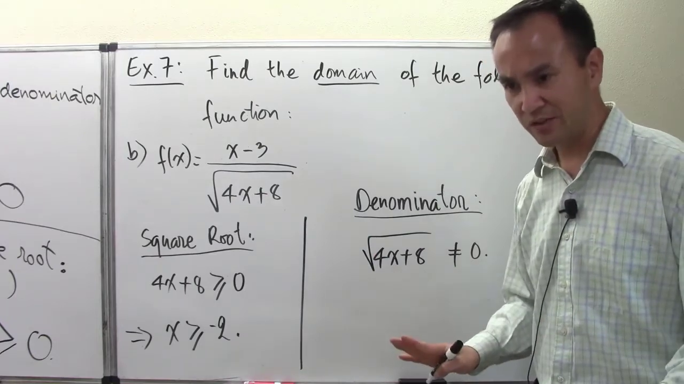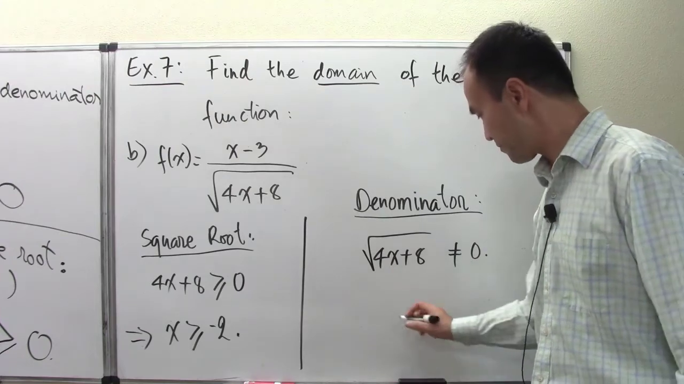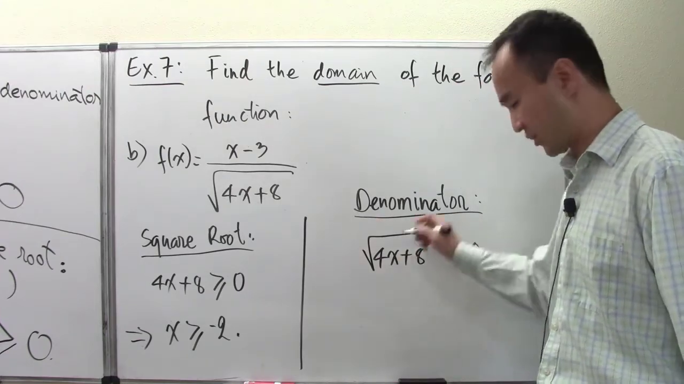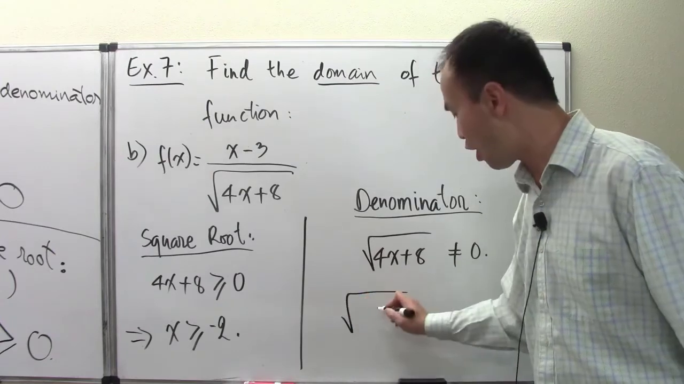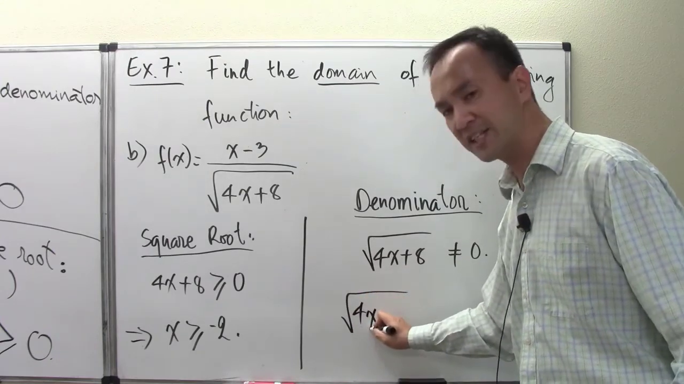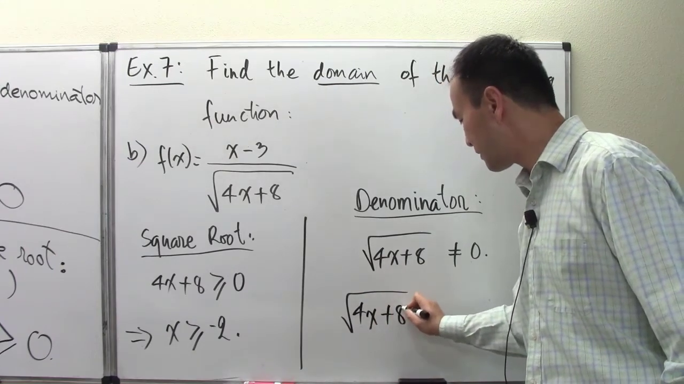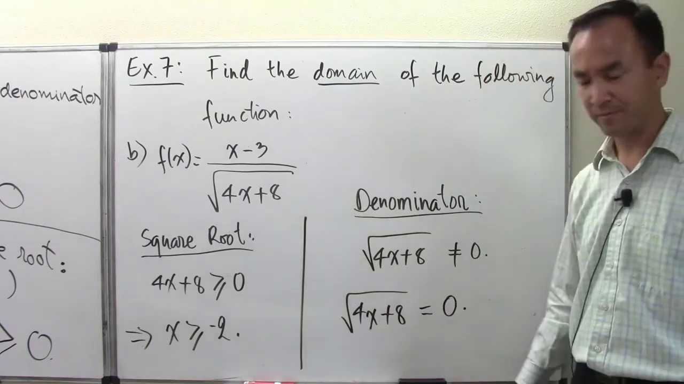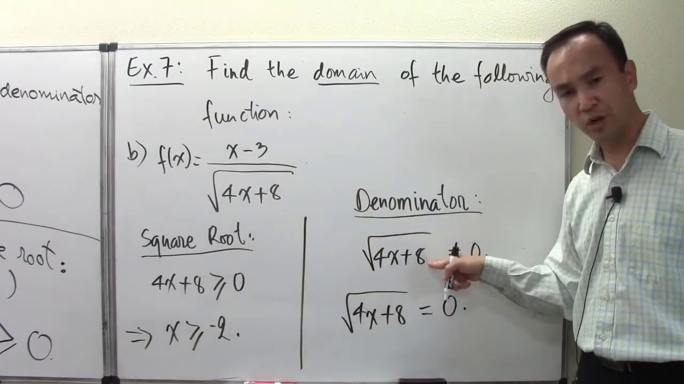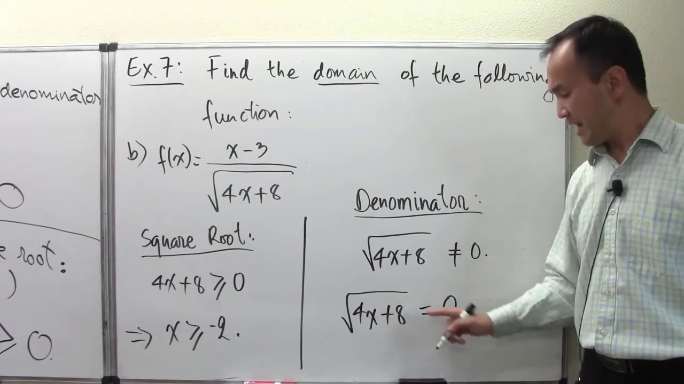And so once again, it's very similar to the logical reasoning I've made many times up to this point. To ensure this, we start out by searching for the bad x values, the bad guys that cause the square root of 4x plus 8 to equal 0. This is what we start out with.